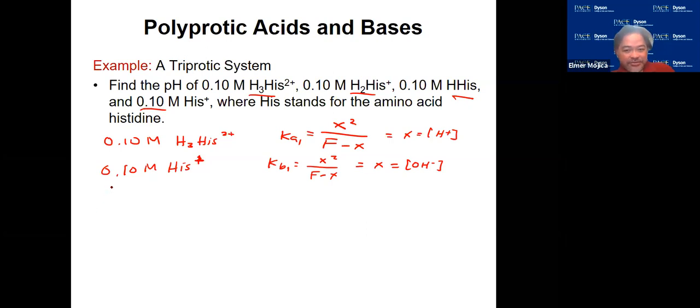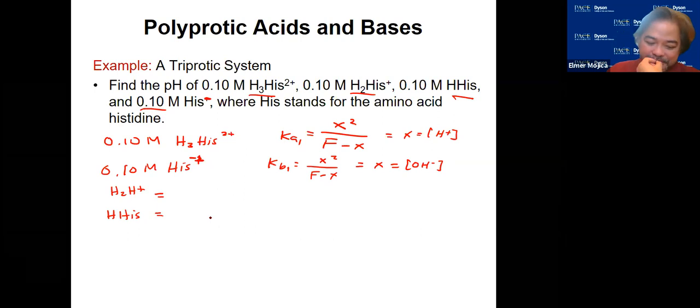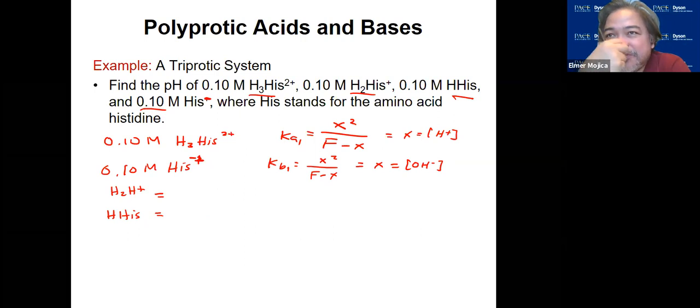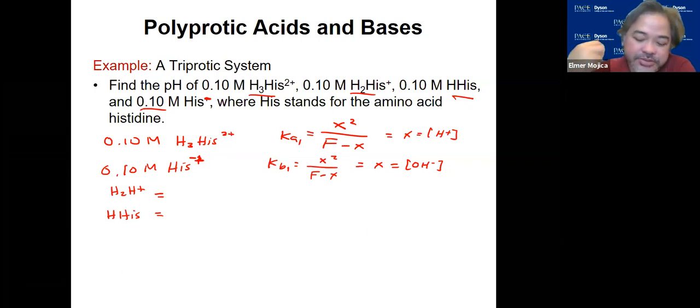Now how about the H2H plus and the HHS? How are we going to treat it? This should be a negative, that's a mistake there. How are we going to solve this one? Anyone? What have you learned if it's an intermediate of a polyprotic acid? The diprotic acid that we have. How did we get the pH of the intermediate form?